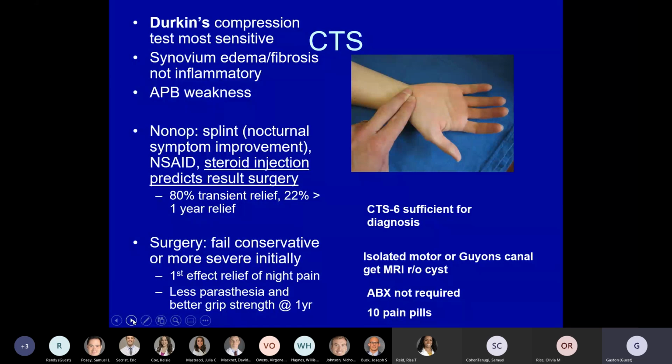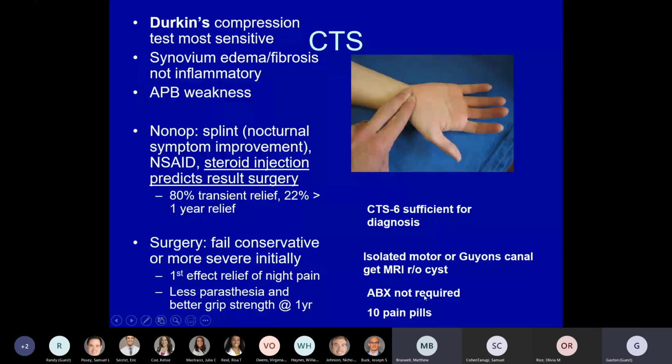The number one effect of surgery is relief of nighttime pain. Surgery's also been shown in last year's OITE to result in less paresthesias and better grip strength at 1 year. In terms of making the diagnosis, the CTS6 is sensitive and specific enough to be sufficient for the independent diagnosis of carpal tunnel. They haven't asked it yet, but ultrasound is also a sufficient means of diagnosing carpal tunnel, and nerve studies. So any of those would be reasonable.